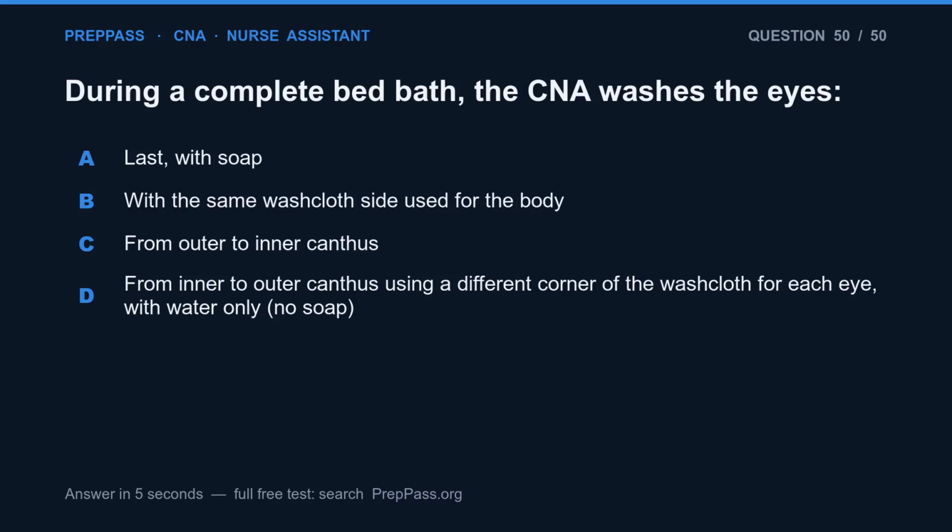Question 50. During a complete bed bath, the CNA washes the eyes, A. last, with soap, B. with the same washcloth side used for the body, C. from outer to inner canthus, D. from inner to outer canthus using a different corner of the washcloth for each eye, with water only, no soap.